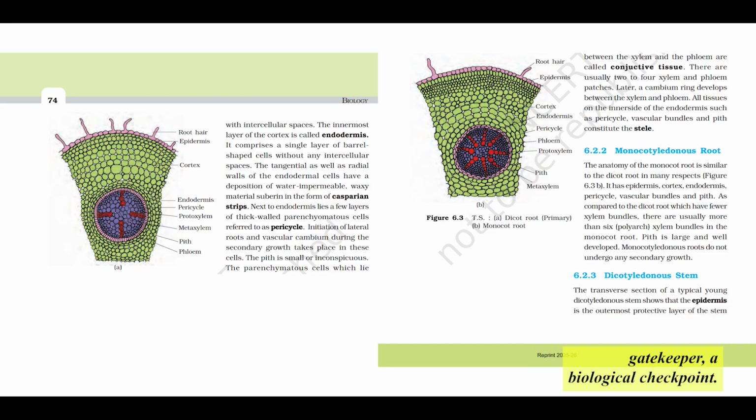Think of it as nature's gatekeeper, a biological checkpoint. It allows the plant to exert absolute control to regulate precisely what enters its vital vascular tissue. It's like a quality check gate, ensuring only necessary substances get through, and it acts as a crucial barrier against potentially harmful things from the soil, like pathogens or toxins. This precise regulation is vital for the plant's health.